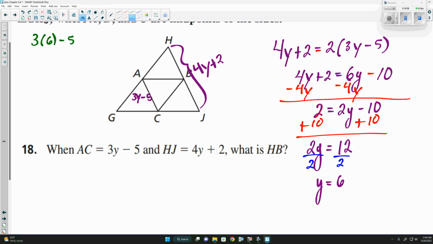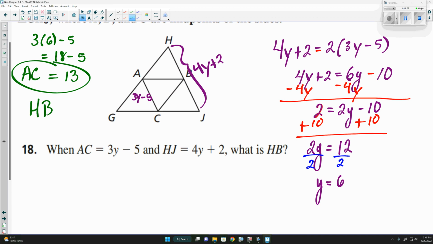Three times 6 minus 5. 3 times 6 is 18. 18 minus 5 is 13. So AC is 13, which means HB is 13, because AC, HB, and BJ are all the same length. Questions on this here? Questions on anything we've done so far?